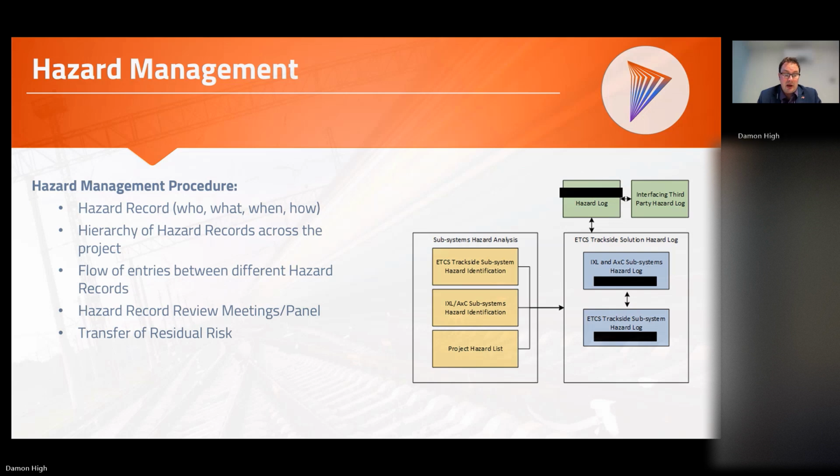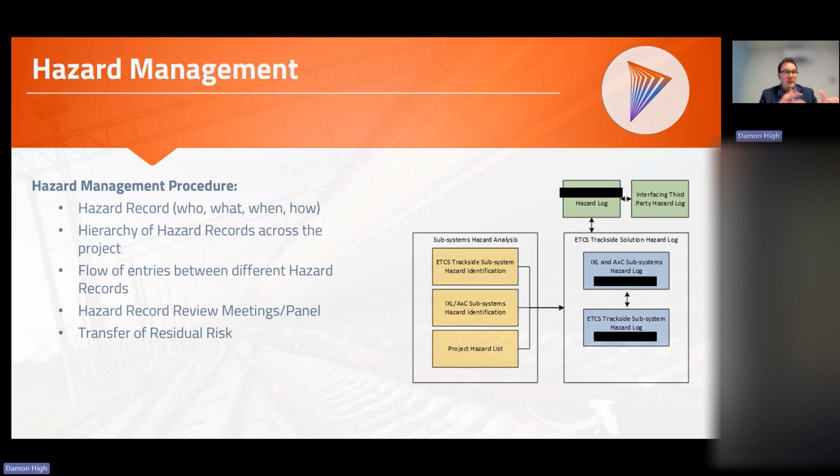So again, we know that we've got to capture our hazards, the risks, our safety requirements, evidence, all that good stuff. We know we need to capture it in a hazard record, but what does that actually look like? And as you can see on the diagram on the right, and I'll try to darken a few things out there, it's something that we used on a previous project.